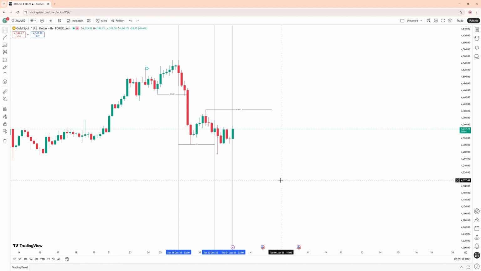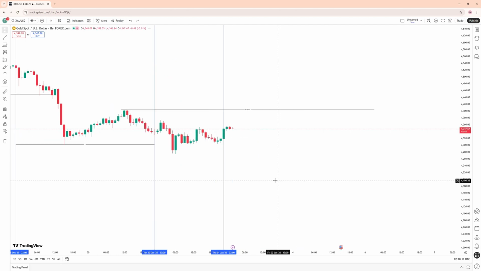There is not much information from the 4 hours time frame. So now we have it in mind that we are looking to buy, to go long on gold. So now let's quickly move to 1 hour.